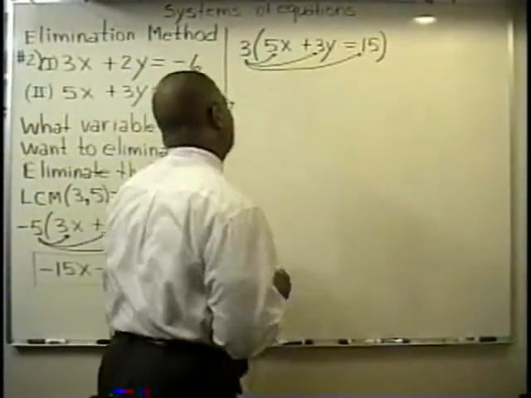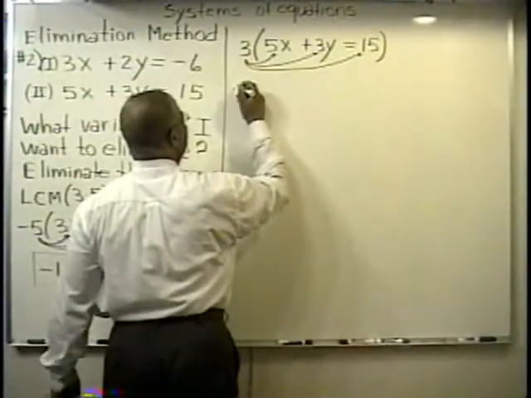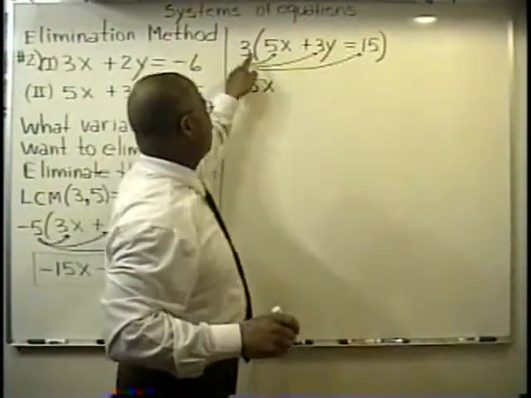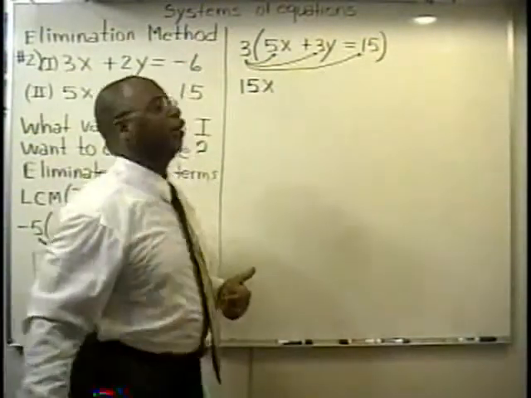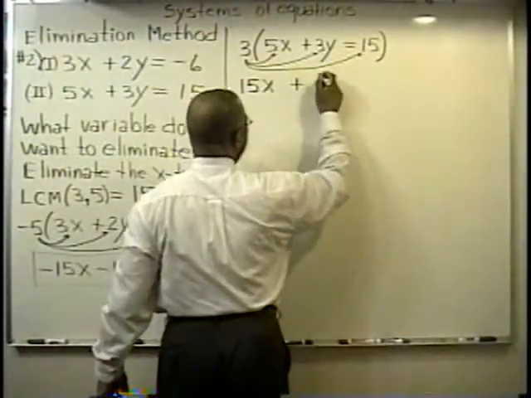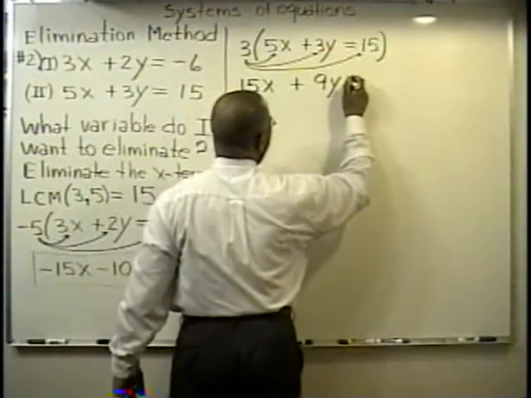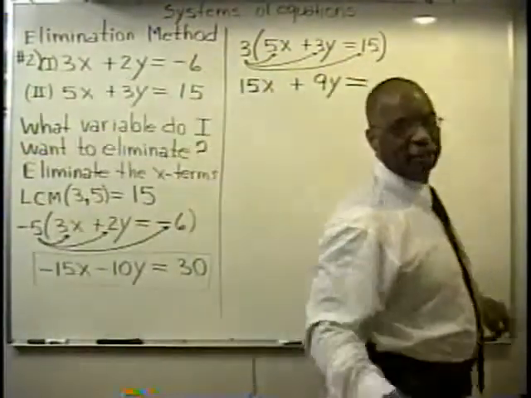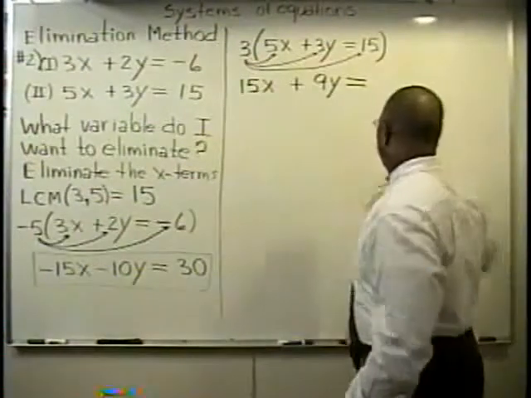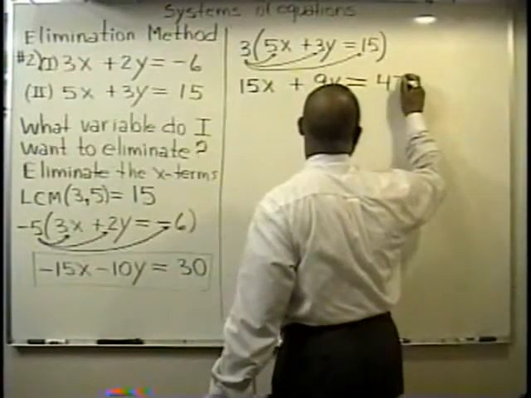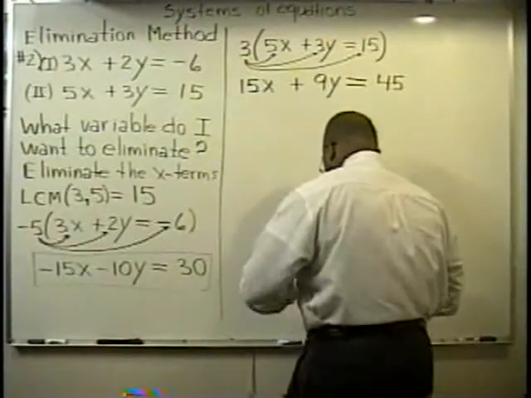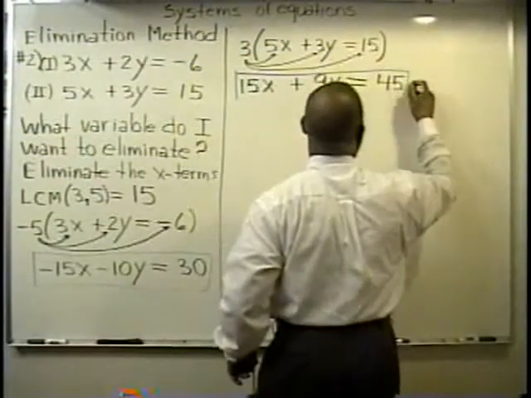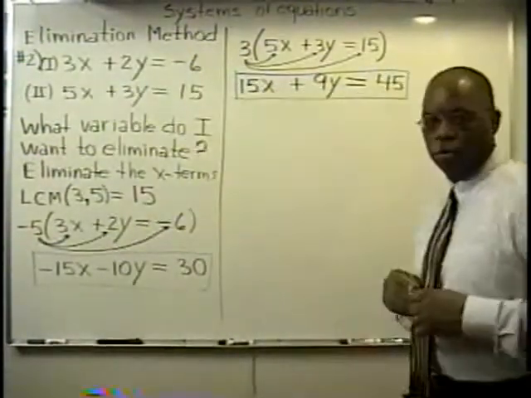So let's go ahead and do that. 3 times 5 is 15x. And 3 times 3y gives me 9y. And it equals, because it is an equation, 3 times 15, and that gives me 45. So now I have this other dependent equation, which is a multiple of the original. Now I have those two.